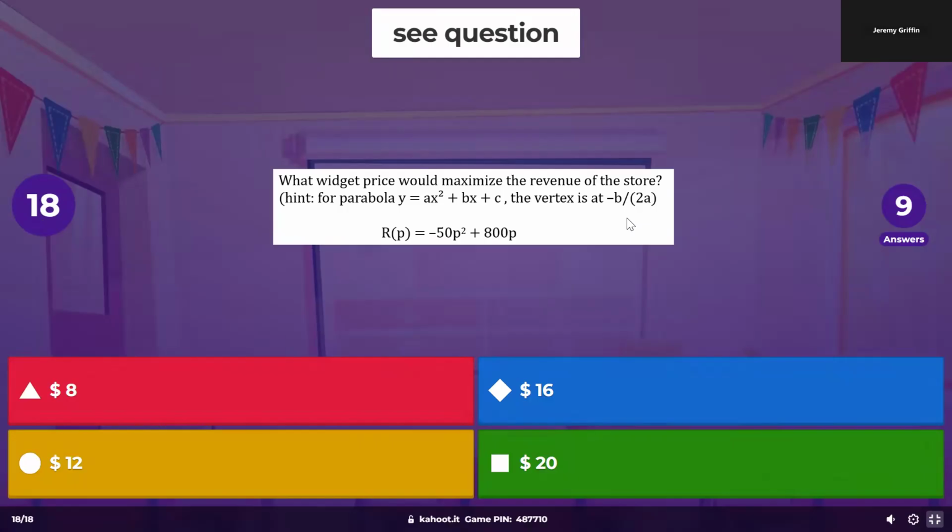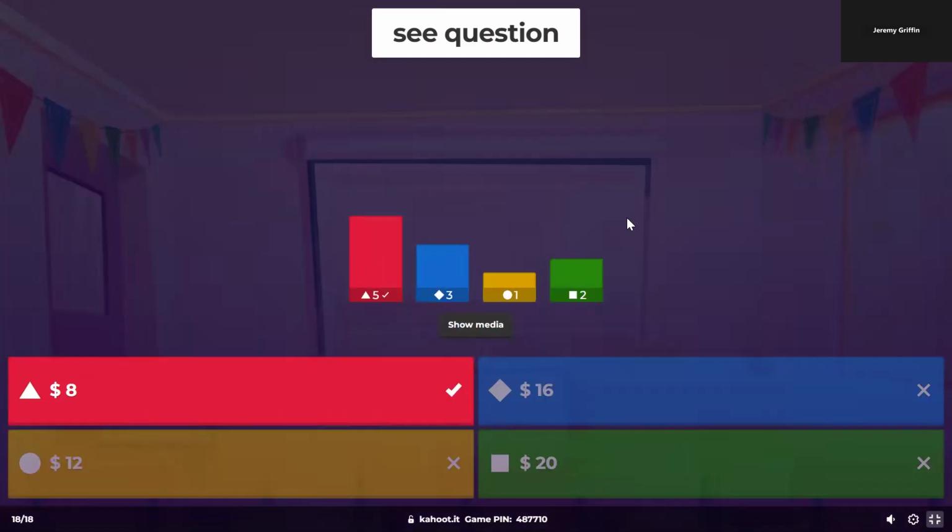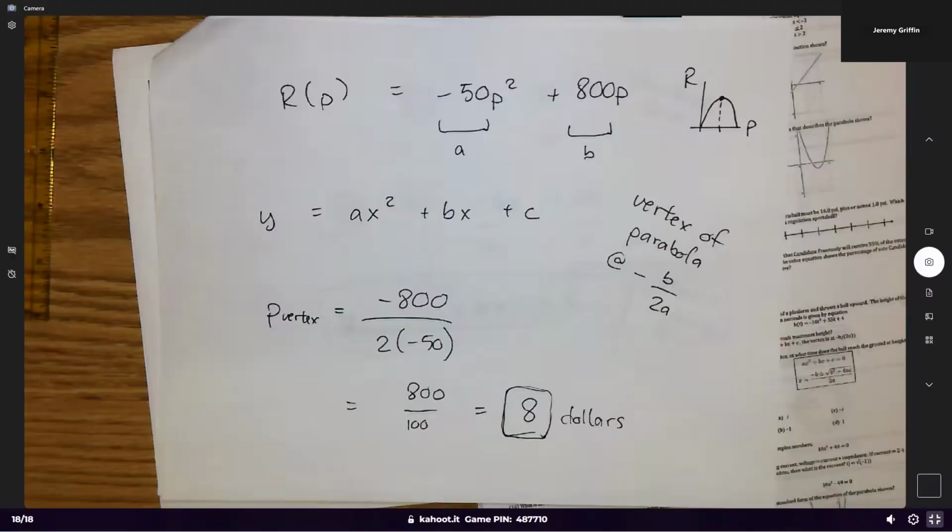Oh, we have like the bottom. Bro, I don't know. Right? Oh my god. All right, $8. $8 is the optimal price.